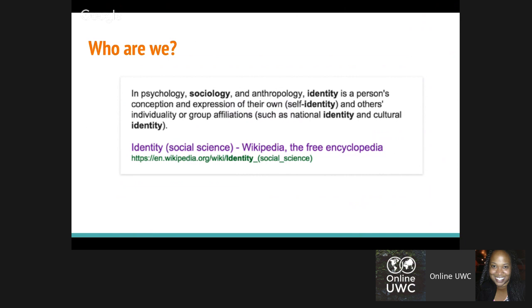I wish you the best of luck, because I personally find the definition that comes up as the number one search result in Wikipedia is not necessarily a very complete definition. So I wonder how in your groups you will be able to come up with one sentence that describes to you what identity is in this context of global citizenship.